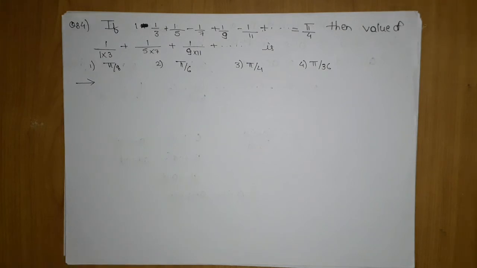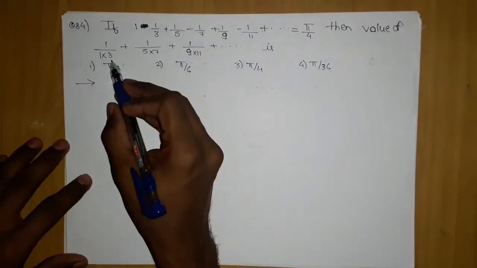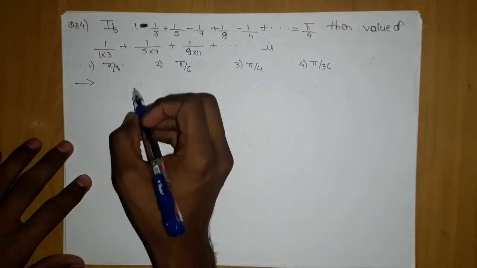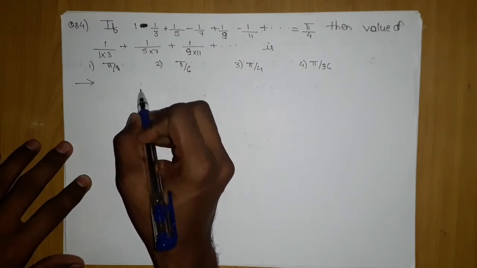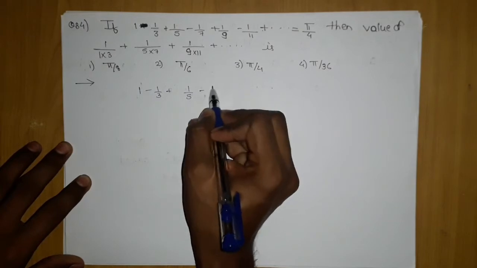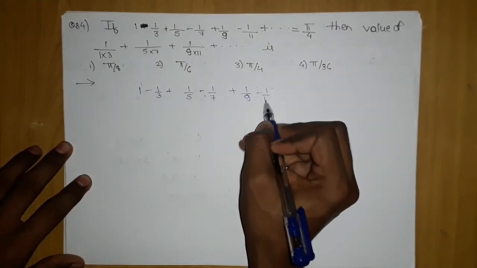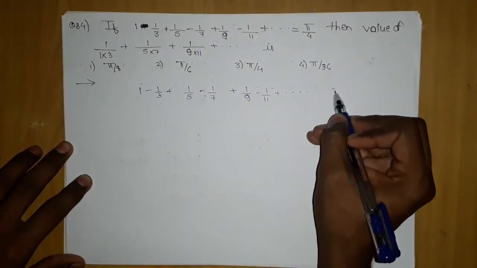Again, all the questions are now based on observation only. If you can observe, then you will get the answer. Okay, so the thing is like that. We want to find the sum of these. If you observe, you will come to know that this series 1 minus 1 by 3, 1 upon 5 minus 1 by 7, 1 upon 9 minus 1 by 11 and so on is equal to pi by 4.